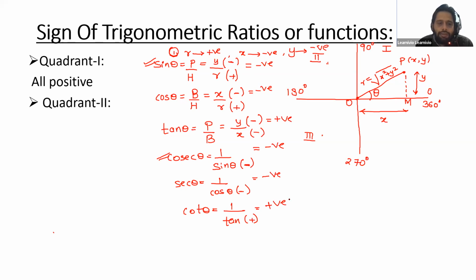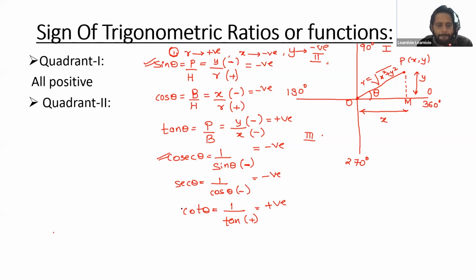So remember in this way that in the third quadrant, tan is positive. In the third quadrant, tan is positive. That's why its reciprocal will also be positive. So tan and cot both are positive. Remaining all the ratios are negative in the third quadrant.